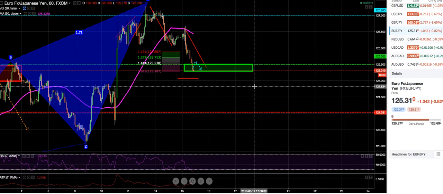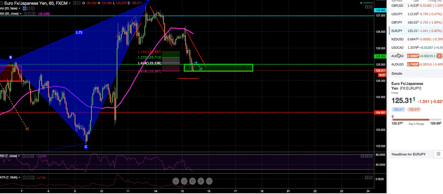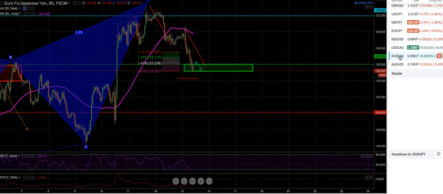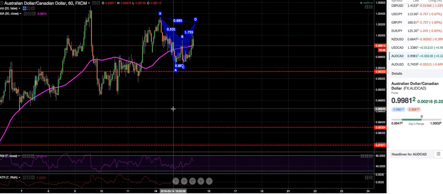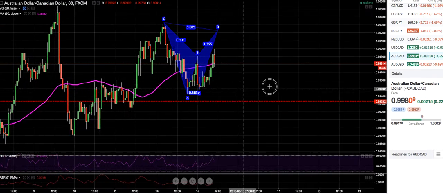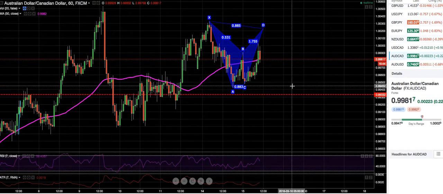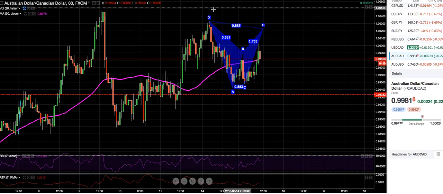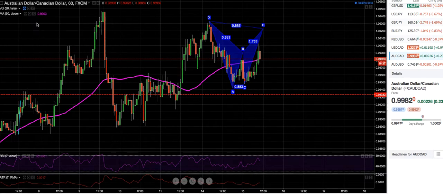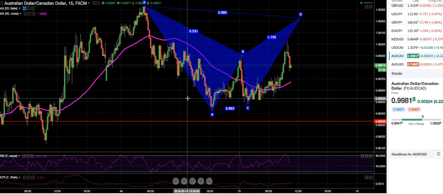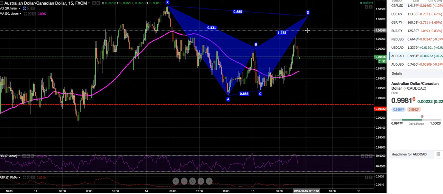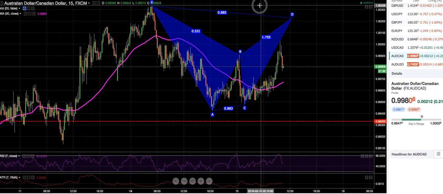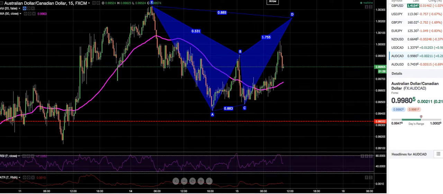We have the dollar cat. I just told you I got short of the cipher. The Aussie cat. I have this written down here. I'm getting so organized. So the Aussie cat, we have a bearish bat pattern. You can see it better on the 15, just for you guys to see it more closely.